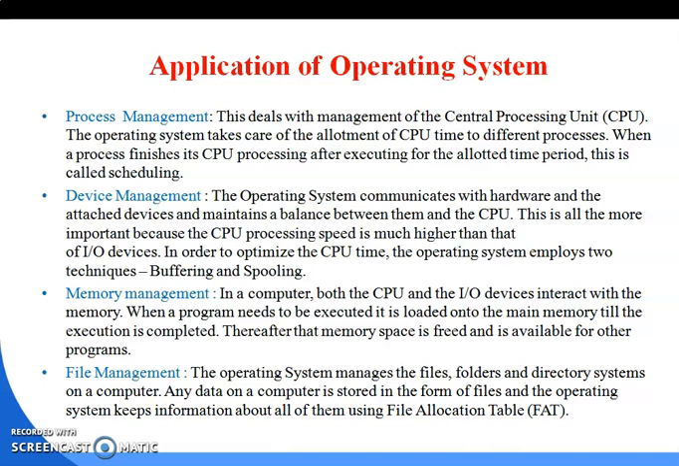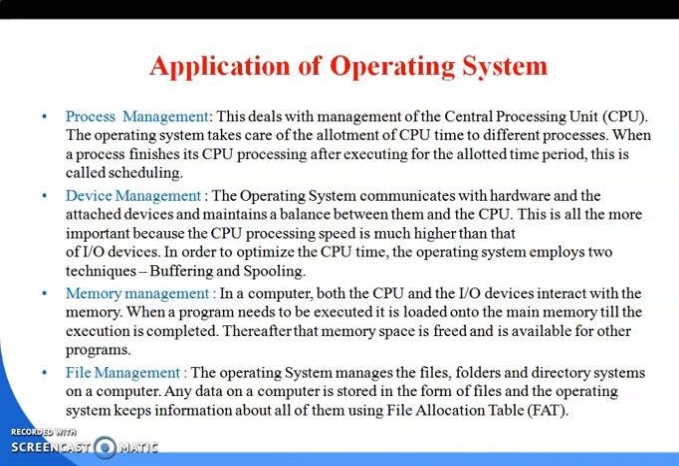That means all the devices connected to the computer system may be output or input devices. They are indirectly connected to the processor, because in between is the operating system. The problem is that the speed of the processor is very high compared to them. So to maintain that balance or coordination between the devices and your processor, two concepts are used by the operating system: one is buffering and the other is spooling.